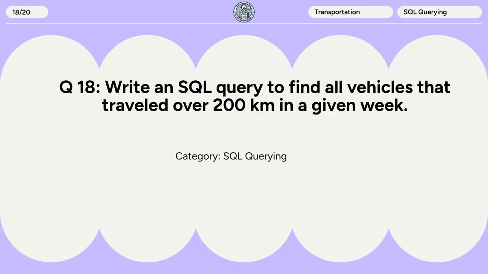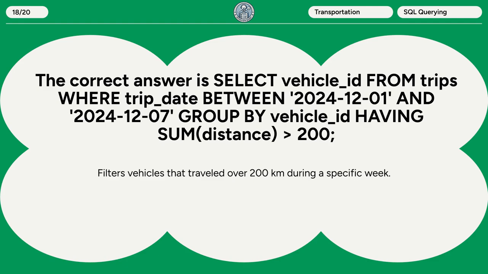Question 18. Write an SQL query to find all vehicles that traveled over 200 kilometers in a given week. The correct answer is: SELECT vehicle_id FROM trips WHERE trip_date BETWEEN '2024-12-01' AND '2024-12-07' GROUP BY vehicle_id HAVING SUM(distance) > 200. Filters vehicles that traveled over 200 kilometers during a specific week.